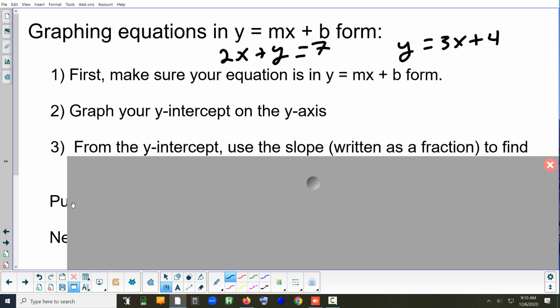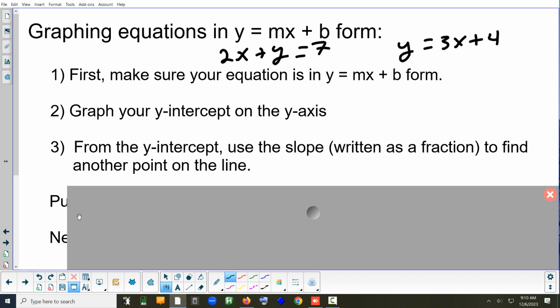So step 3 is you're going to use the slope. You're going to start from the y-intercept, and you're going to use the slope to find another point on the line. So we're going to think of the slope as directions. Your slope is a fraction. Can someone remind me, what are the two words that we used yesterday? Rise and run. Rise over run.